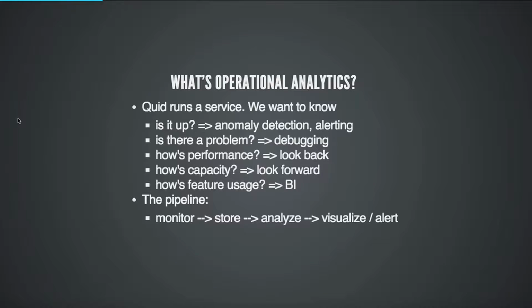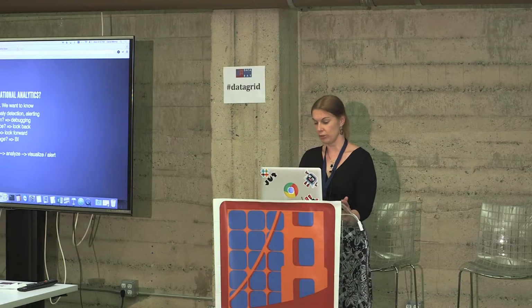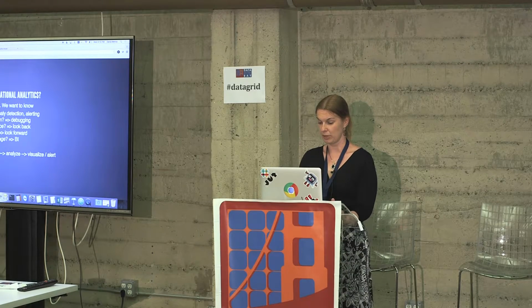We want to know that it's up and working fine. So in order to get there, we need anomaly detection, we need alerting. If there's a problem, we want to be able to debug with data in hand, with metrics and drilling down to logs. We want to know how is performance of various features, how is usage of features, so we want reports looking back at trends. We want to be able to do capacity planning, kind of forward-looking predictions. And we also want to know which features make sense to build, what are the users actually doing with this, so that's the business analytics aspect.